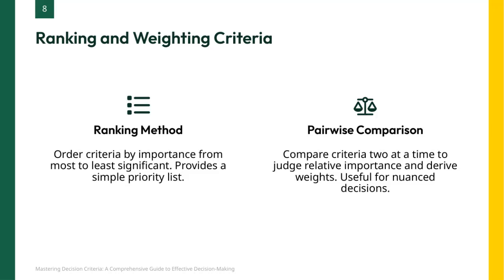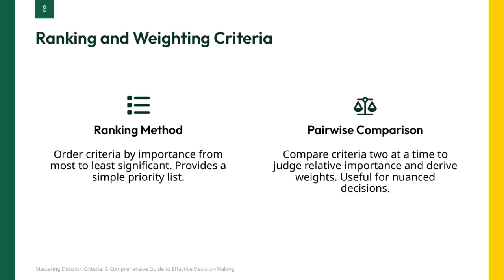Here we focus on two main methods for evaluating and prioritizing criteria: the ranking method and pairwise comparison. Starting with the ranking method, this approach involves ordering criteria from the most important to the least significant.